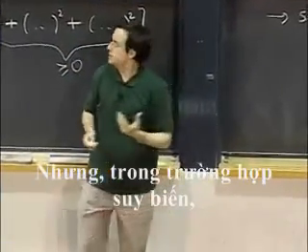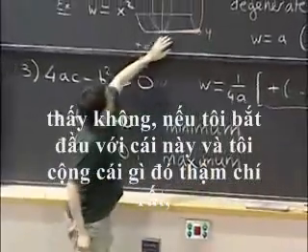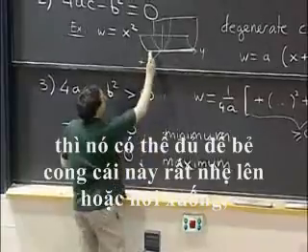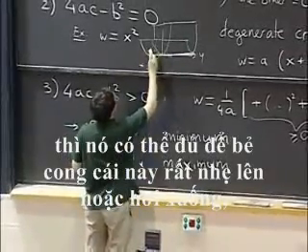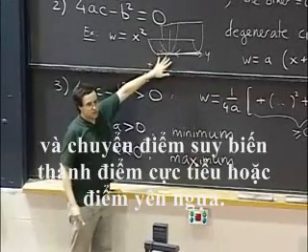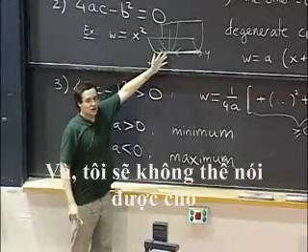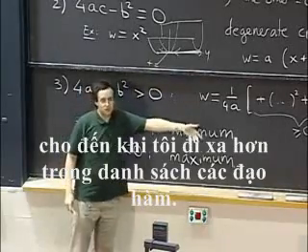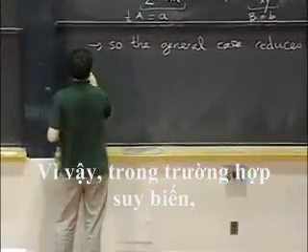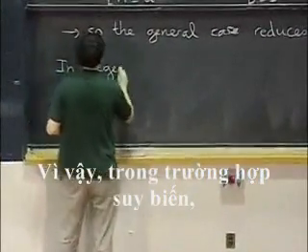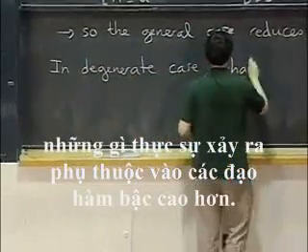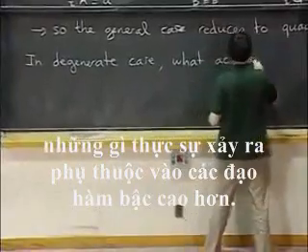But in the degenerate case, see, if I start with this and I add something even very, very small along the y-axis, then that can be enough to bend this valley slightly up or slightly down and turn my degenerate point into either a minimum or a saddle point. And I won't be able to tell until I go further in the list of derivatives. So in the degenerate case, what actually happens depends on the higher order derivatives.